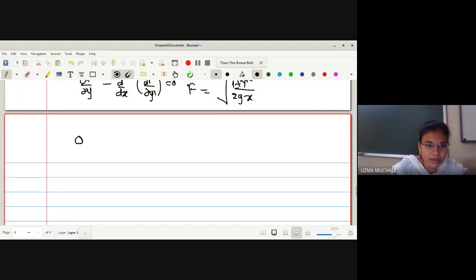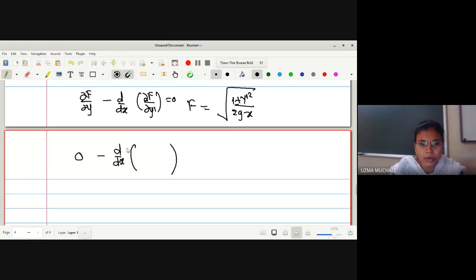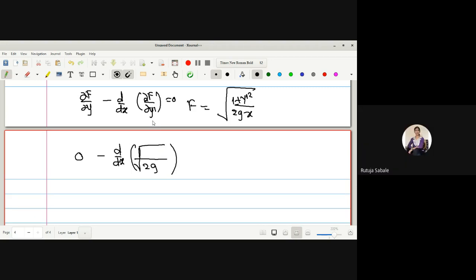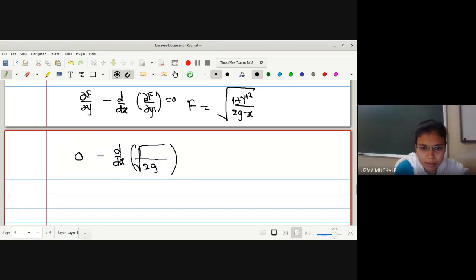So here we get the value: this is 0 minus d by dx of dou f with respect to y dash. Okay, now we have to find the value of the derivative of f with respect to y dash. At that time 1 upon under root of 2g will be a constant, right? So we have to find the derivative of f with respect to y dash. Tell me, what derivative will we get? 1 upon 2 under root 1 plus y dash square into 2y dash. So here it is 2y dash as it is.